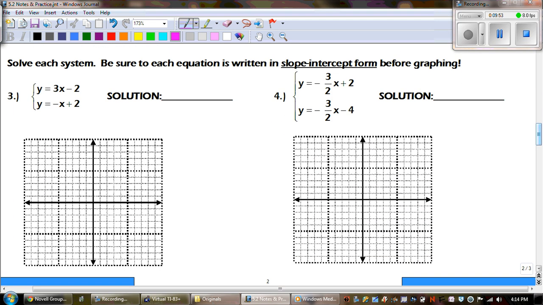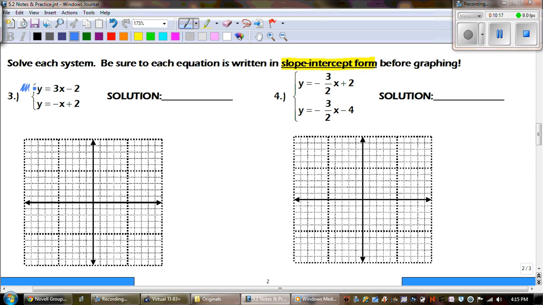Okay, so to solve each system, be sure that each equation is written in, what form is that? That's right, slope-intercept. It has to be in slope-intercept form before we start graphing. All right, let's do number 1 together. Or no, we're on number 3, I'm sorry.